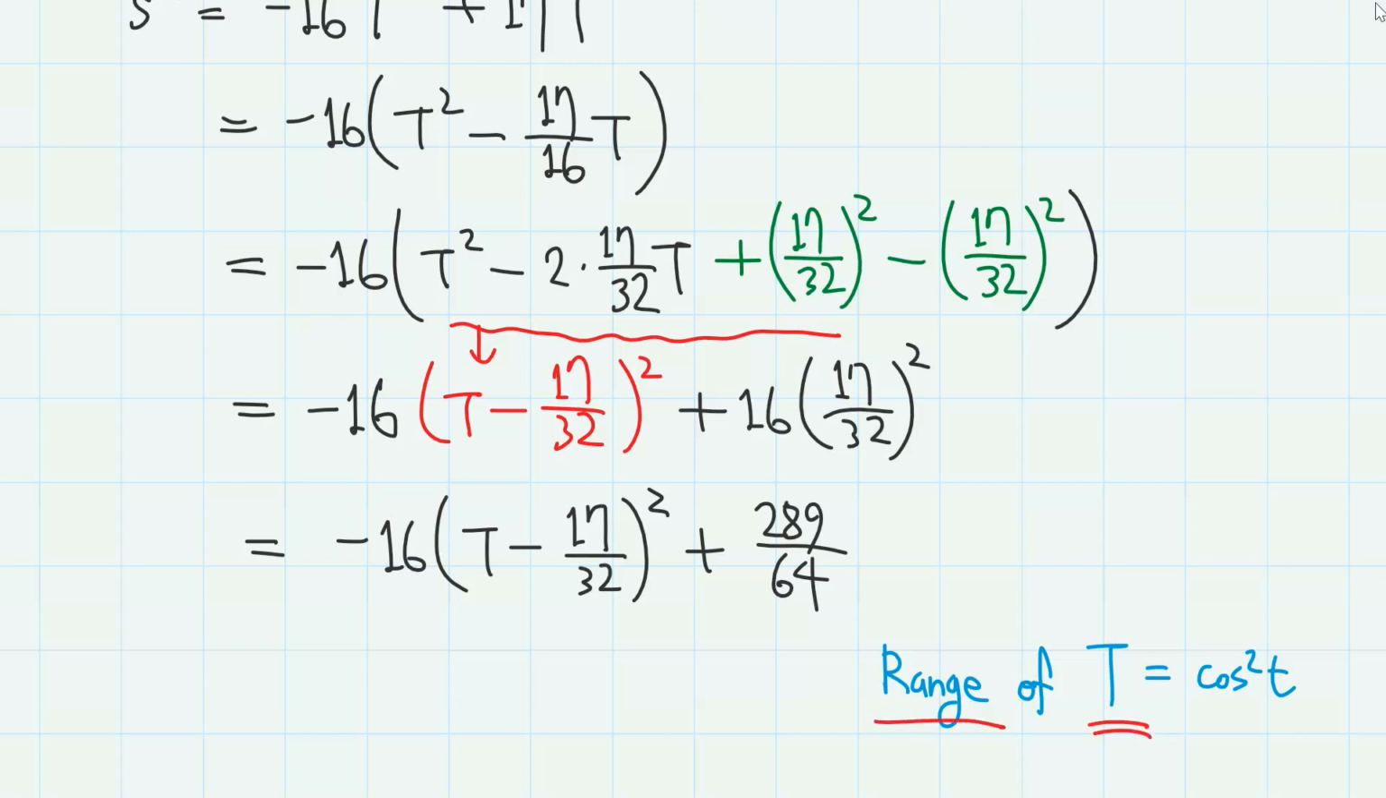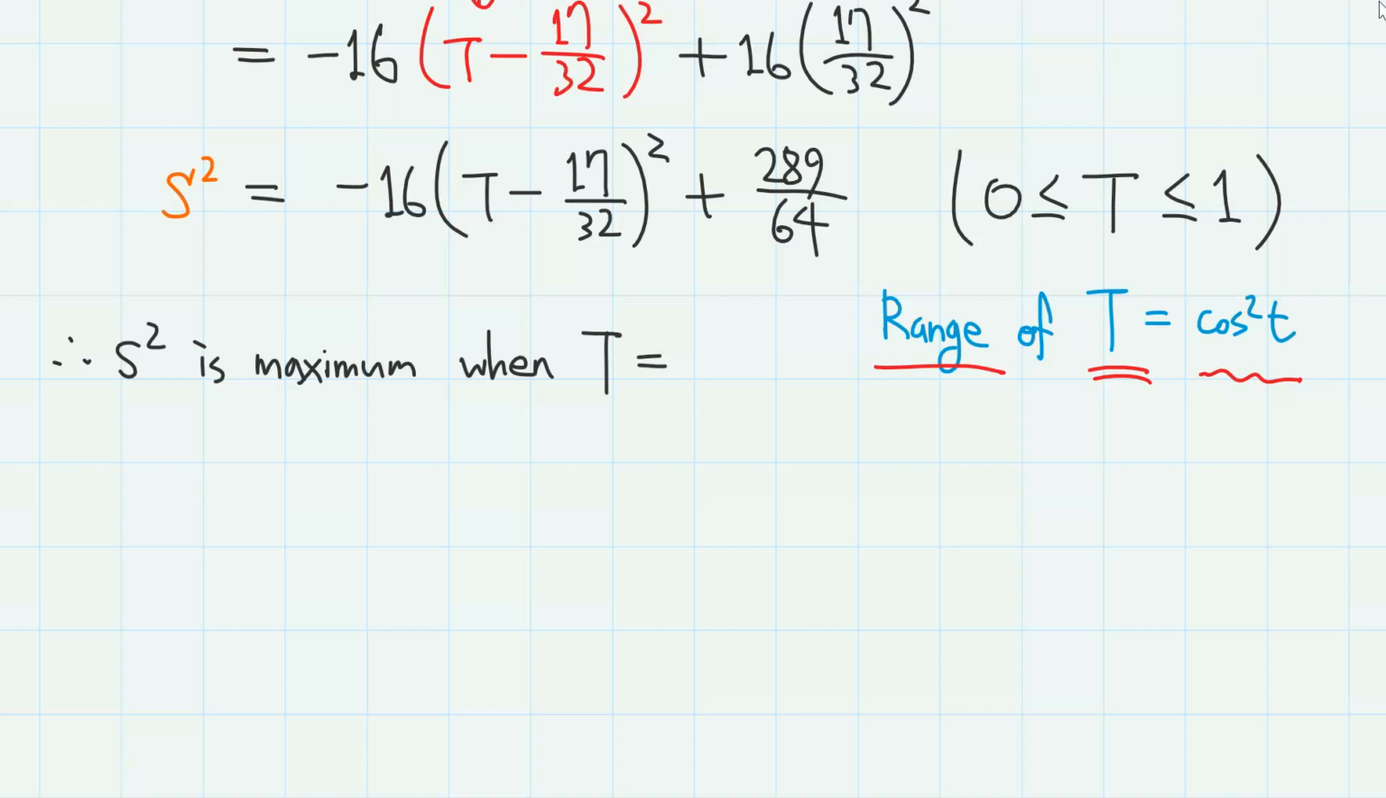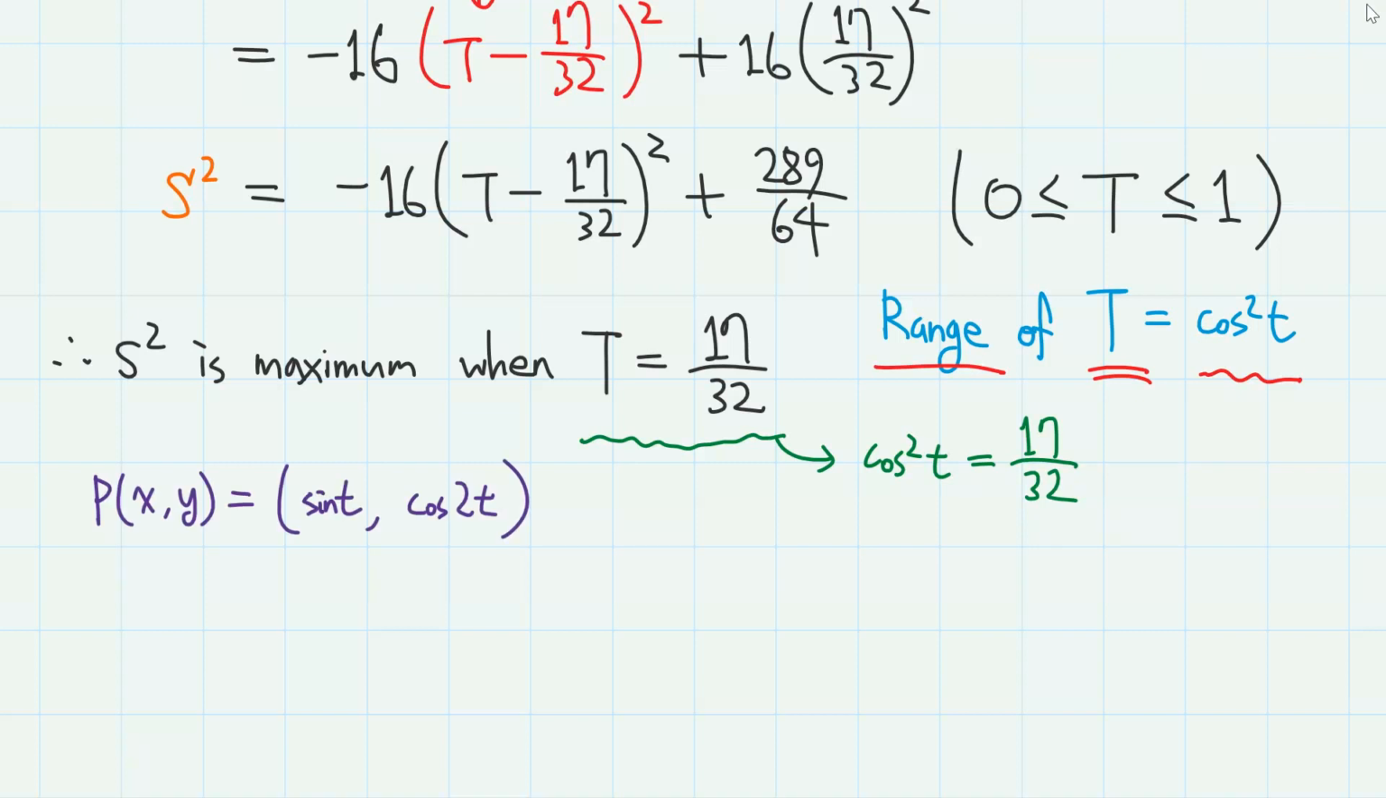Here, capital T equals cosine squared small t, so we have the range capital T is greater than or equal to 0 and less than or equal to 1. Therefore, the square of the speed is maximum when capital T equals 17 over 32. That is, when cosine squared small t equals 17 over 32. And the position of point P is given like this.